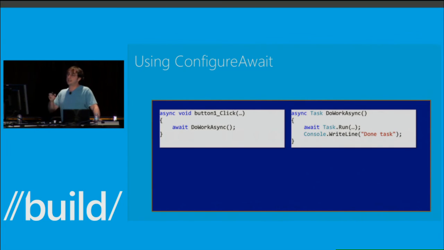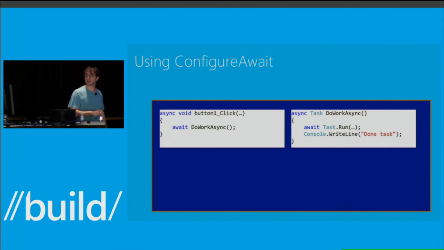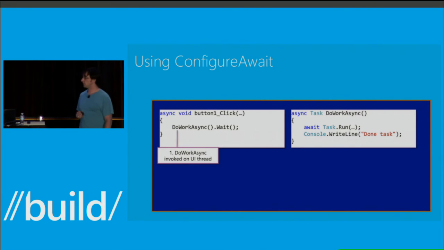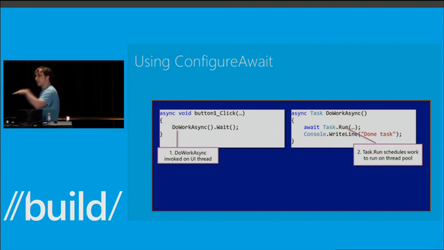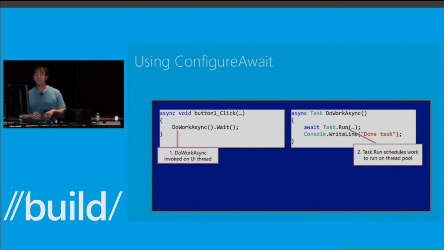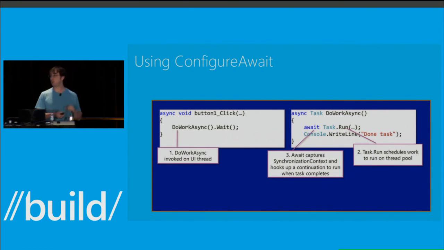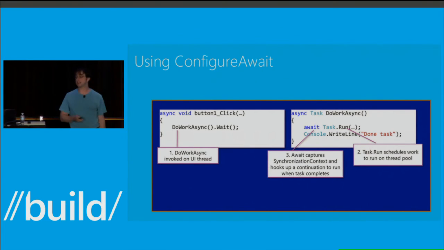So why is that? Well, let's say I had this DoWork method. It said await Task.Run, and then printed out something to the console. And I had a caller that awaited DoWorkAsync. So that's the way it should be written. But let's say it was written as DoWorkAsync().Wait instead. Well, we invoke DoWorkAsync. This is invoked on the UI thread. We enter DoWorkAsync. This causes work to be spun off onto the thread pool. Great. Task.Run returns a task object, which we then await. And await captures the synchronization context for the UI thread and hooks up a continuation to this task such that when the task completes, it'll post back to that synchronization context.